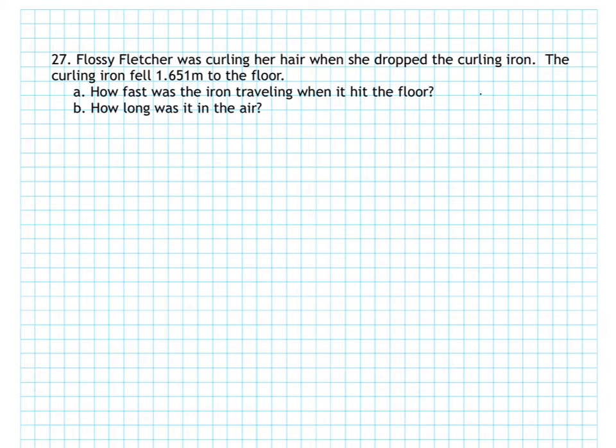So we'll start by drawing Flossie Fletcher. Okay, there she is. And she has curly hair. Or long hair, I don't know. And there's the curling iron, and it falls 1.651 meters to the ground. So it's going downwards that way.